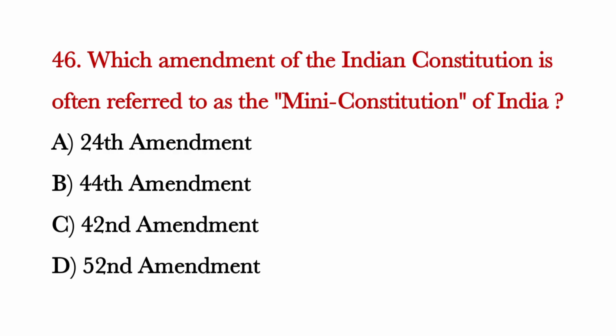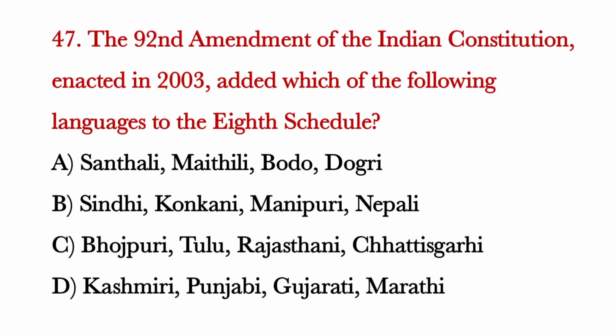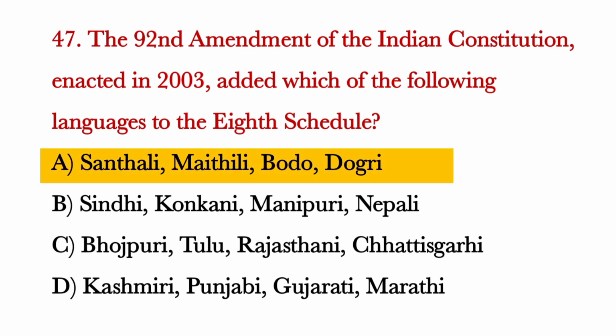Which amendment of the Indian Constitution is often referred to as the mini Constitution of India? Correct answer is option C, 42nd Amendment. The 92nd Amendment of the Indian Constitution, enacted in 2003, added which of the following languages to the 8th schedule? Correct answer is option A, Santhali, Maithili, Bodo, and Dogri.